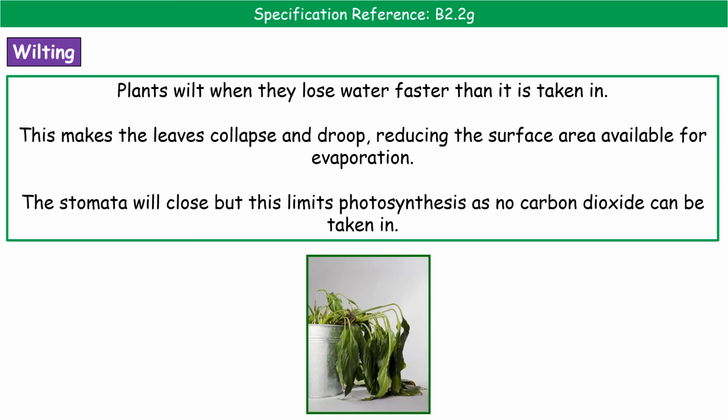We also see the stomata closing, but there is a downside to this. As much as it's protecting the plant from losing more water, it is going to limit photosynthesis, because when the stomata are closed, we can't take in carbon dioxide, and therefore we're going to run out of one of those key chemicals that we need for photosynthesis to take place. So this is not something the plants can do for a very long period of time.